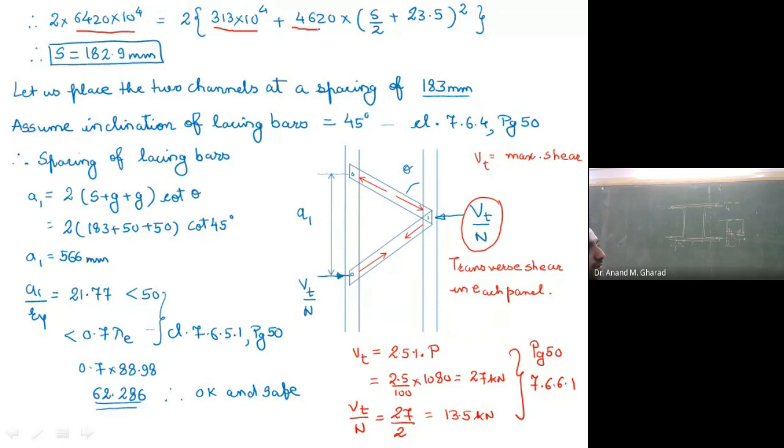Then the area. Remember, we are selecting a single channel section and doing the calculations accordingly. So this area is for the single channel section. Correct? And then this s by 2 plus 23 by 2 whole square. If you solve it, you will get s value to be 182.9 mm, or you can round it up to 183 mm. Okay? So this is how the s can be evaluated.